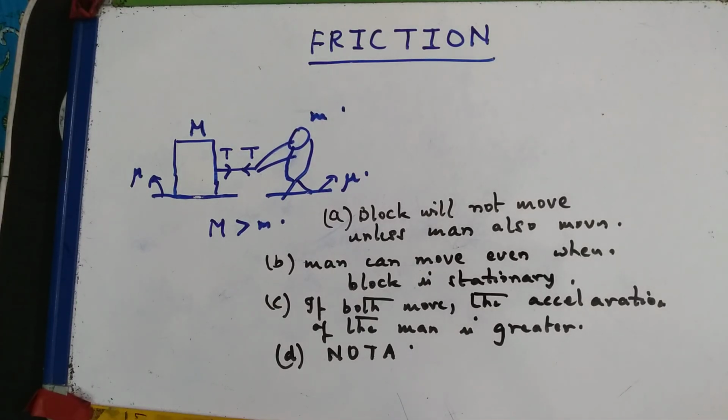This is from Pathfinder JEE Advanced, and this is a multi-correct question, as you can see. Now, when the man pulls the block, the options are: A, the block will not move unless the man also moves. Option B is the man can move even when the block is stationary. C, if both move, the acceleration of the man is greater. And D, none of the above.